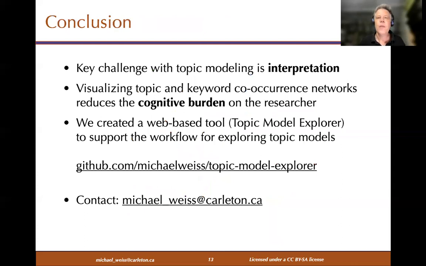In conclusion, the key challenge in topic modeling is really interpretation. And our goal was to reduce the cognitive burden on the researcher creating the topic model, by visualizing topic and keyword co-occurrence networks that provide a sense of the relationships between the topics and a sense of the context of each individual document.